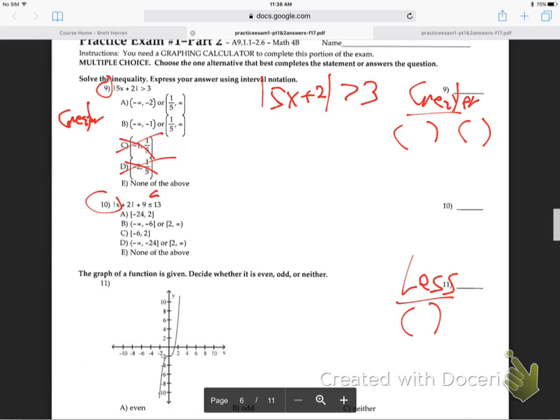Just right off the bat. And then on number 10, no way for B and D, because this is a less. Number 10 is absolute value. Absolute value greater has 2 sets. Absolute value less has 1 set of parentheses. So I've already eliminated a bunch of possibilities on both those questions by that.